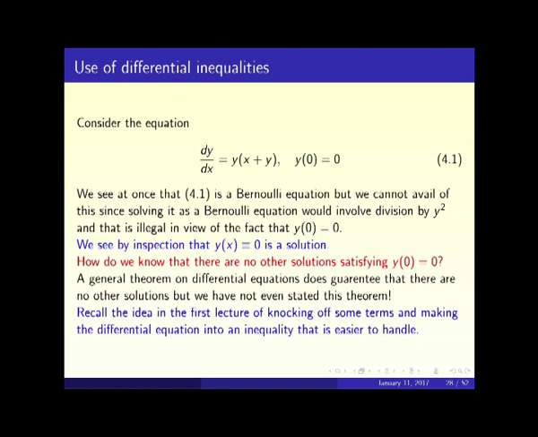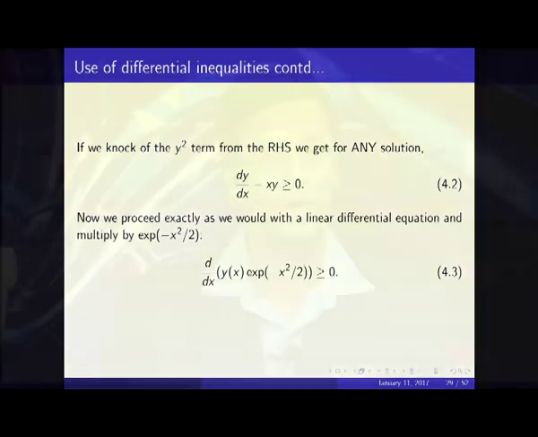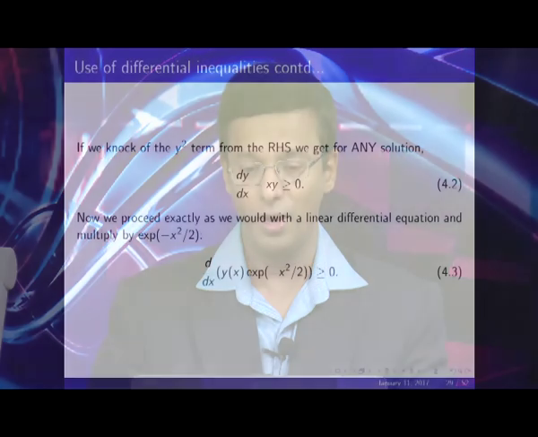The y squared term is always positive. So we can write dy by dx minus xy greater than or equal to 0. I had knocked off the y squared term from the differential equation 4.1. So from the differential equation, I got the differential inequality 4.2: dy by dx minus xy greater than or equal to 0. Now, how do we proceed?